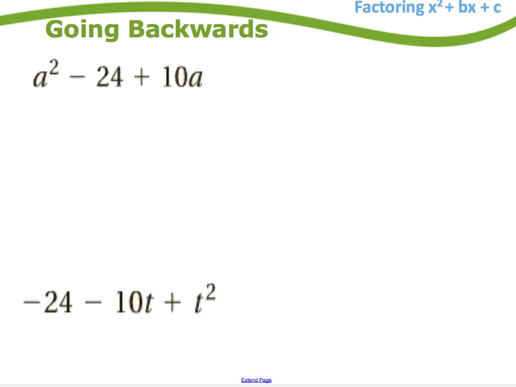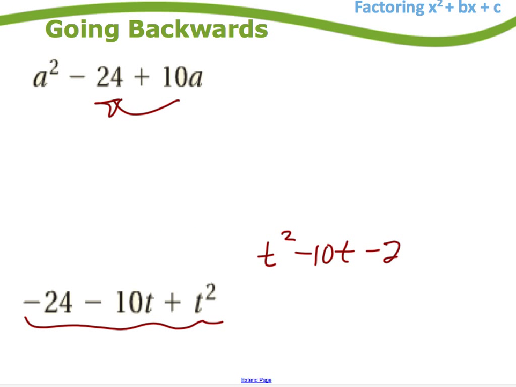So there's lots of other questions. Here's another one. You have to change the order. I would practice those. Two numbers that multiply to the last term and add to the middle term. Like this one here, again it's in the wrong order. Let me rewrite it. So t squared minus 10t minus 24. So now I'm looking for two numbers that multiply to a negative 24 and they have to add to a negative 10.